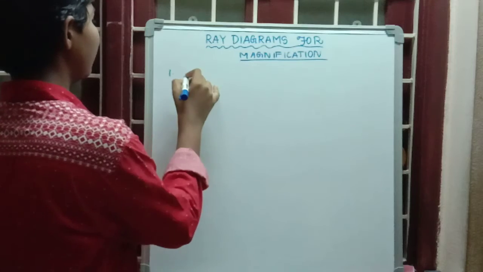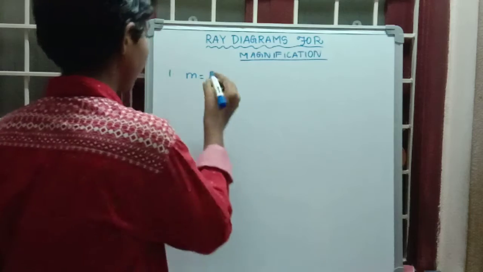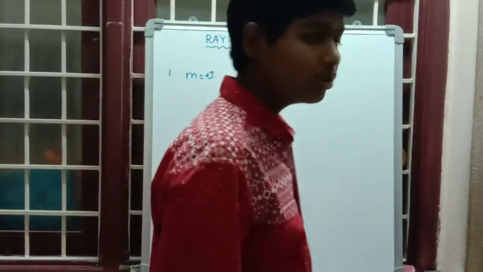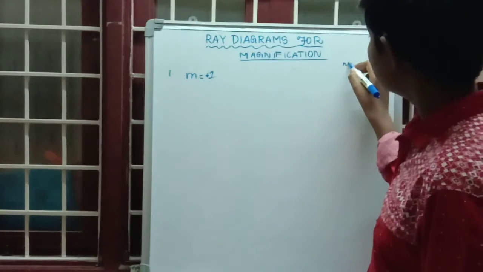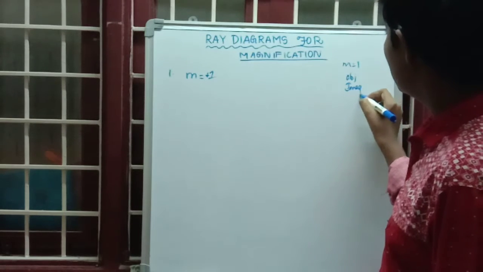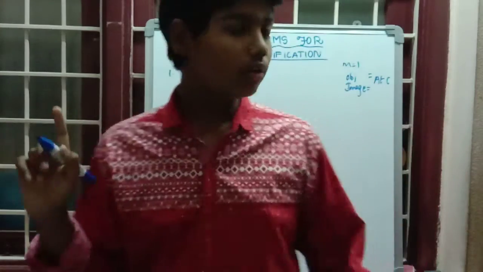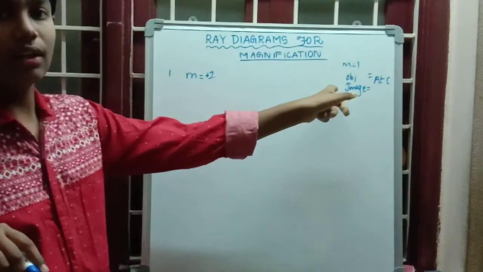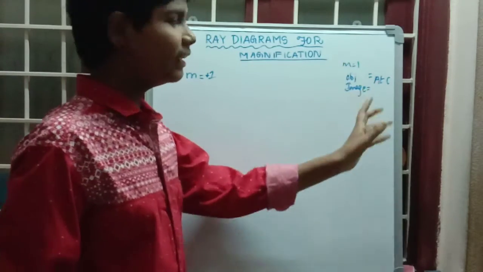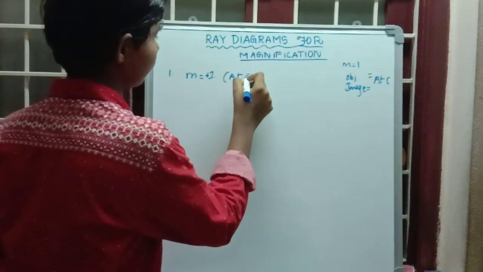First one, magnification m is equal to 1. Here there is a plus, so m is plus 1. According to the rule, when m is equal to 1, object and image are both at C. According to rule number 2, m equal to 1, as I said in the previous video, means the object and image are the same size, both at C. So at C, object and image.